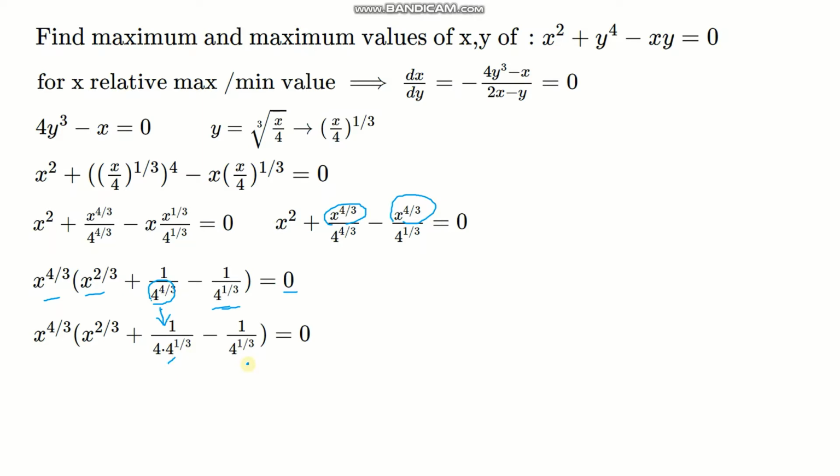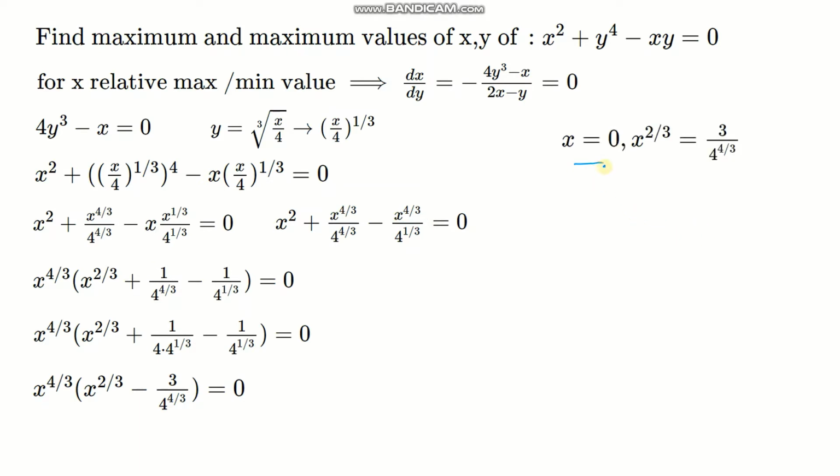For these terms, we can combine them by multiplying this one by 4. So the denominator times 4 and the numerator times 4. So now we have 1 minus 3. So our equation becomes x to the 4 over 3 times (x to the 2/3 minus 3 over 4 to the 4/3) equals 0. So we have a solution, x equals 0, and x to the 2/3 equals 3 over 4 to the 4 over 3.